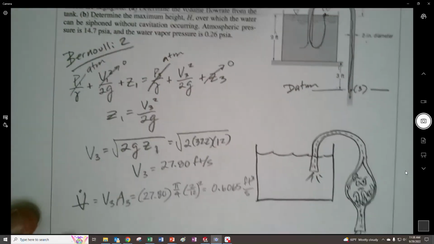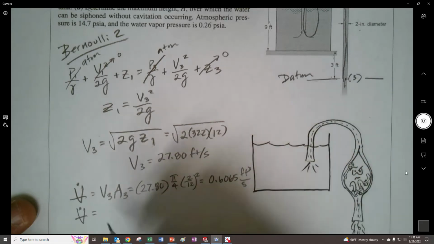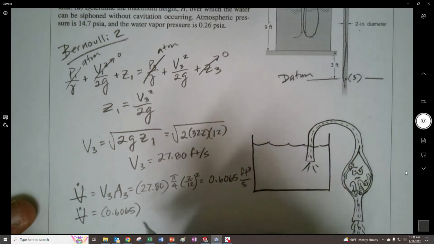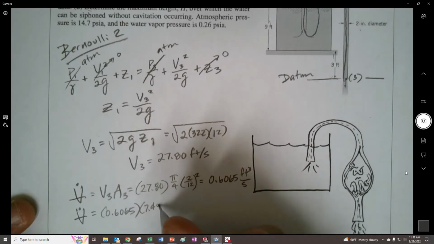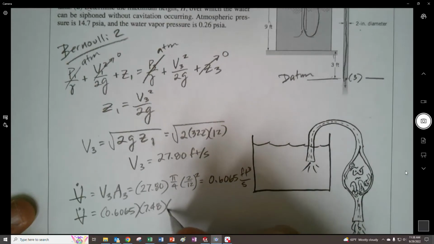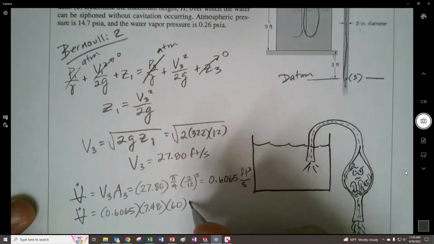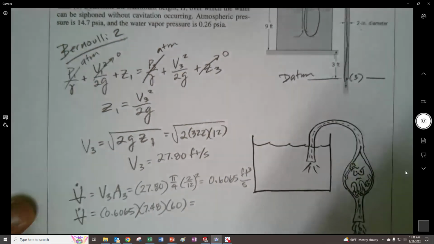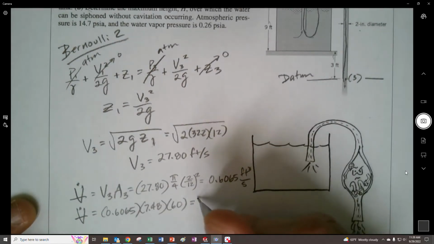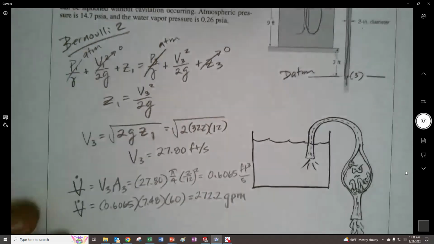I don't know what that means. Let's turn it to gallons per minute. So we take 0.6065, and I'll say 7.48 gallons per cubic foot. Okay, so cubic feet cancels out. And then let's go 60 seconds per minute. So the seconds cancel out, and we get gallons per minute. And we have now 272.2 gallons per minute.